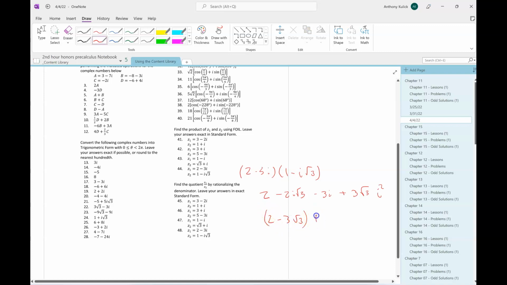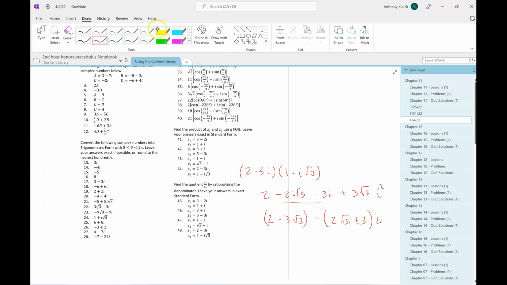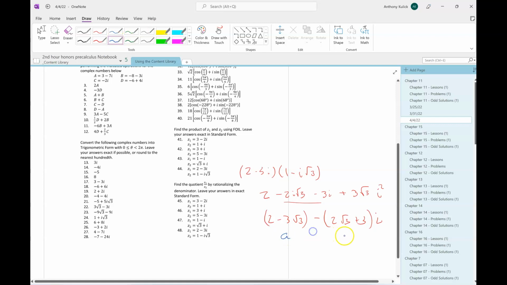So when I combine my like terms here, the i squared becomes a negative 1. So this is my A, and then this part becomes my B. I guess I'll make it a subtraction symbol. So 2 root 3 minus 3i. Oops, that's a plus. So like A and B, they're just irrational numbers.